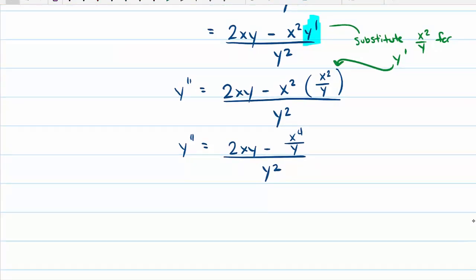Now you could take the time to combine fractions, but I'm just going to do it in one step. I'm going to multiply everything by 1 over y squared.